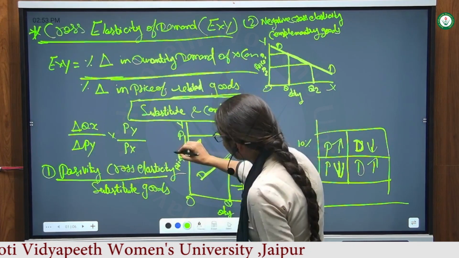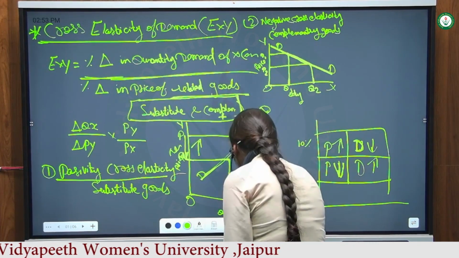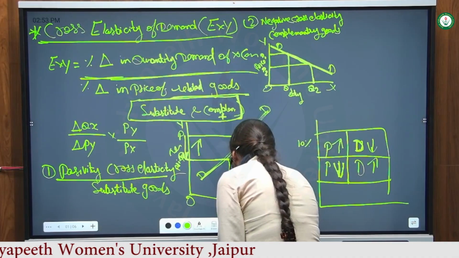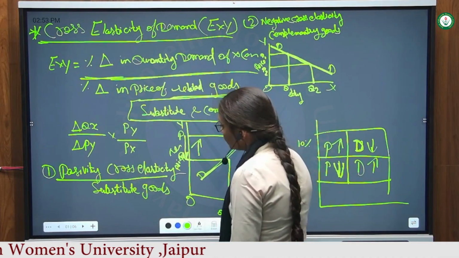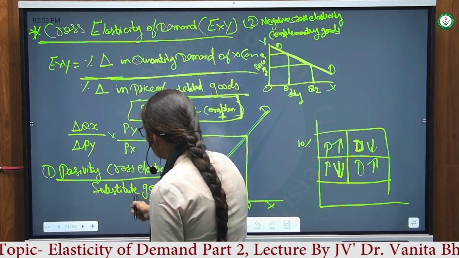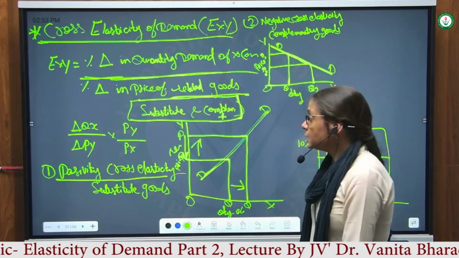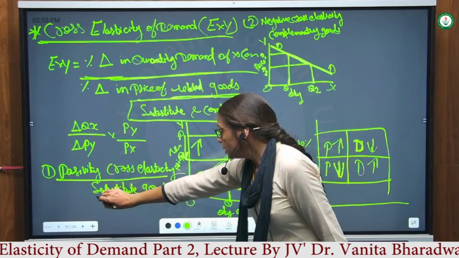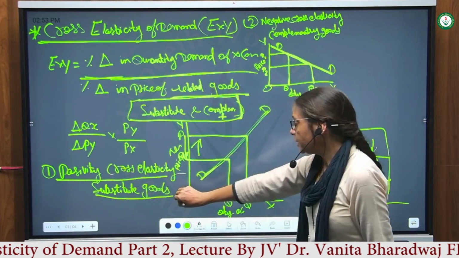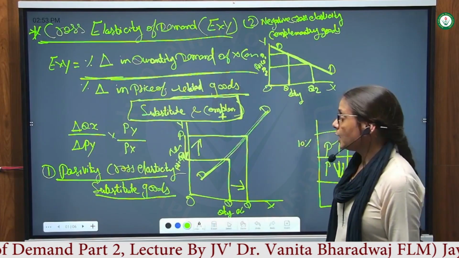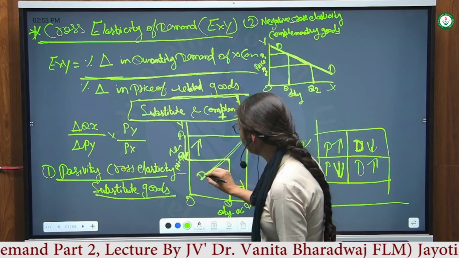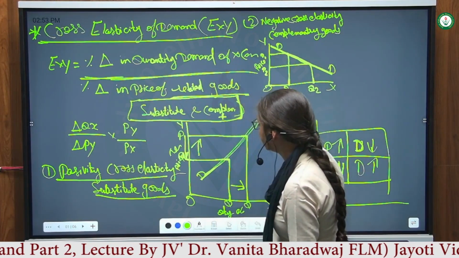This is the price of tea, and this is the quantity of coffee. Okay, there is a positive relationship. In cross elasticity of demand, a positive relationship exists only in substitute goods. When a positive relationship is shown, the demand curve always slopes upward to the right side.